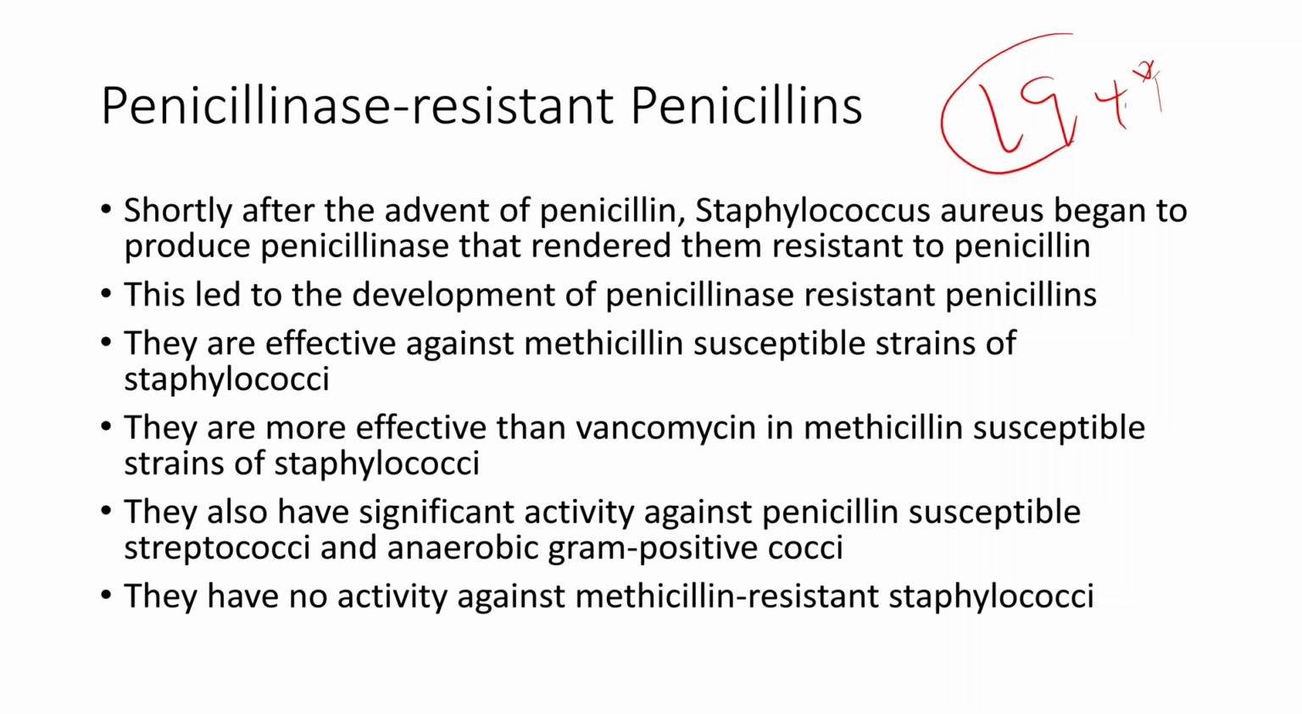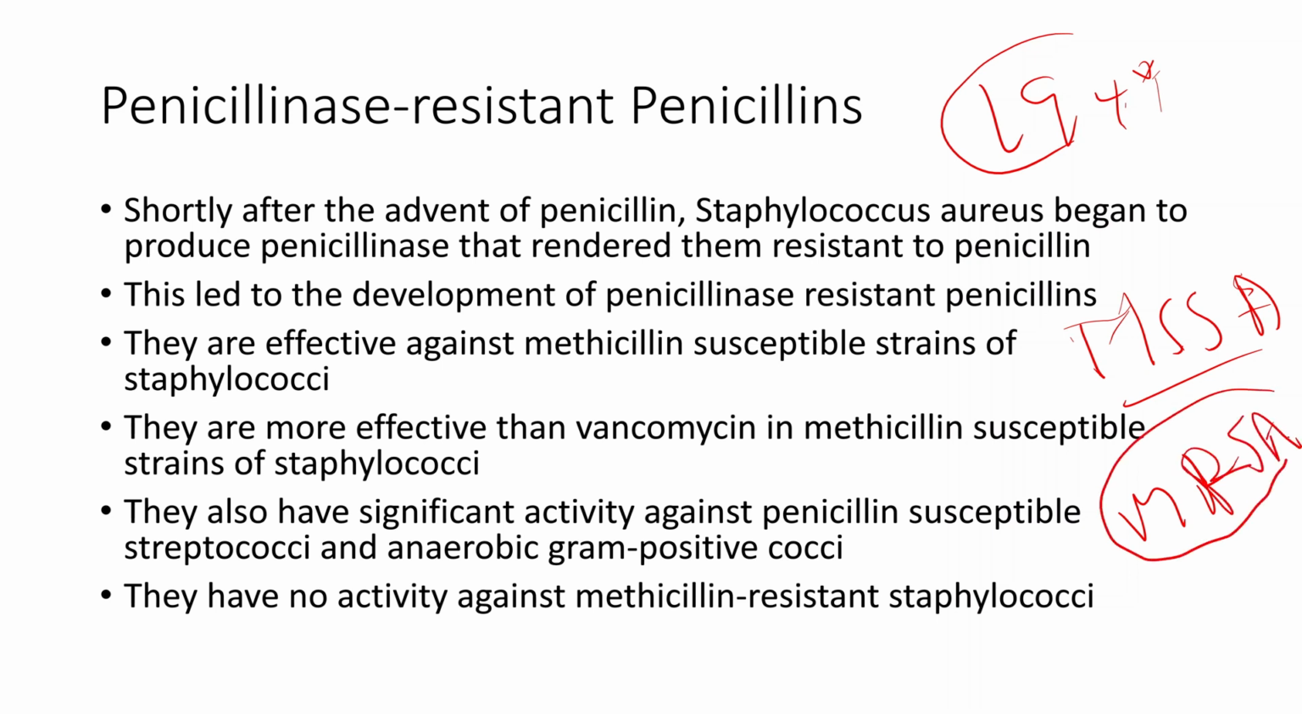So they are effective against methicillin susceptible strains of Staphylococcus. We will talk in a different lecture about how to interpret methicillin susceptible strains and how to identify methicillin resistant strains. But remember, penicillinase resistant penicillins are effective only for methicillin susceptible Staphylococcus aureus. For methicillin resistant Staph aureus, it doesn't work.